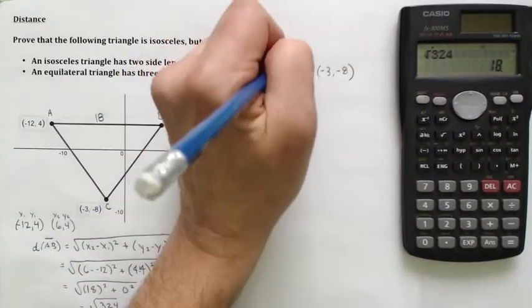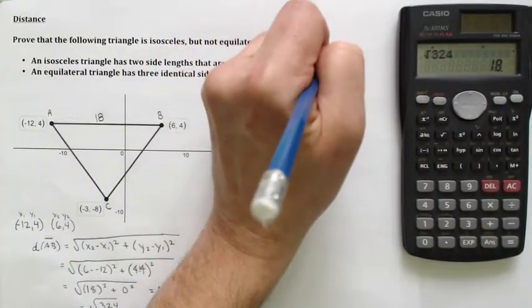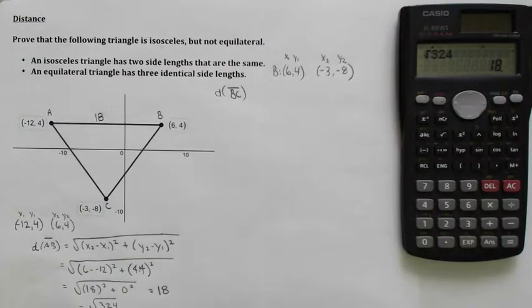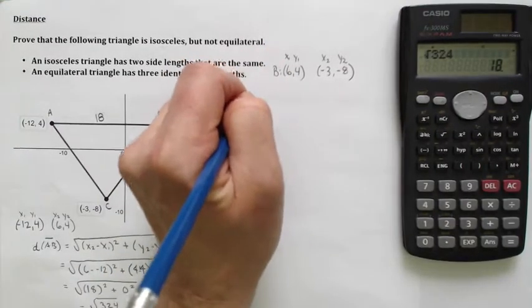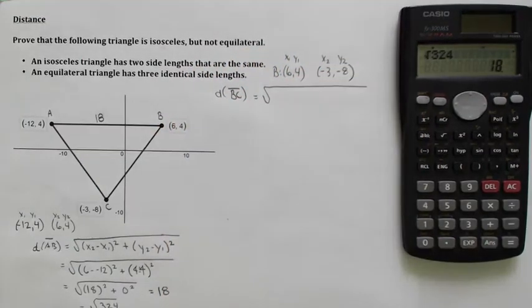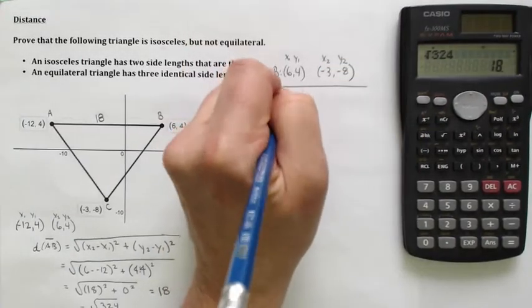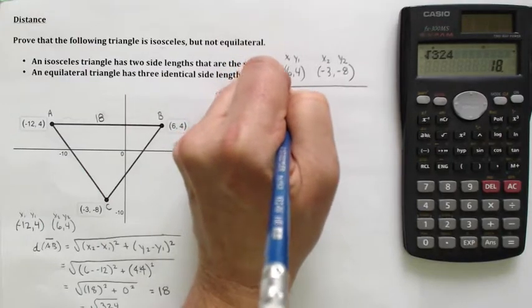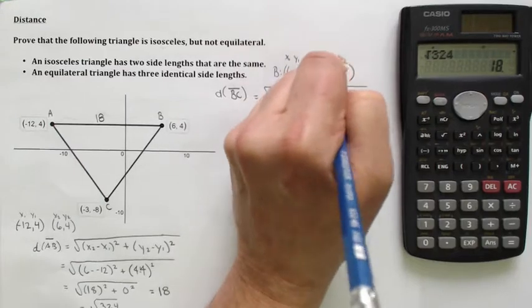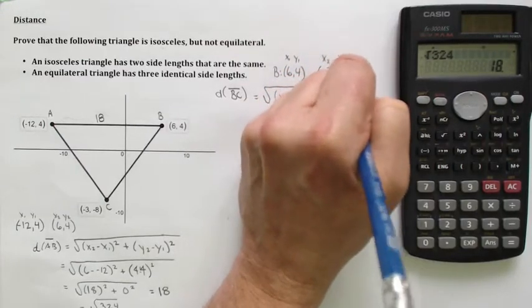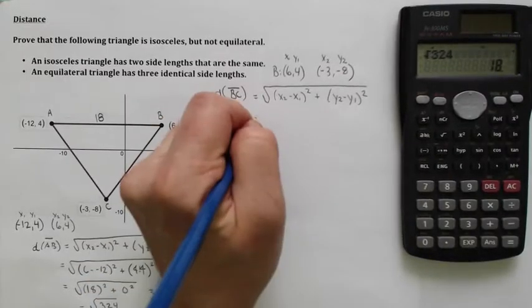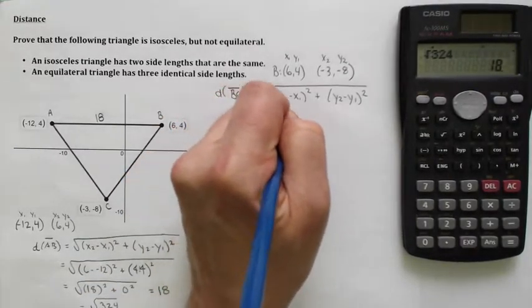And I'll call this x1, y1, and I'll call this x2, y2. And the formula for the distance we already know, but I'll write it down again. Square root of x2 minus x1 all squared plus y2 minus y1 all squared. And now I'll do my substitution, put in my numbers.